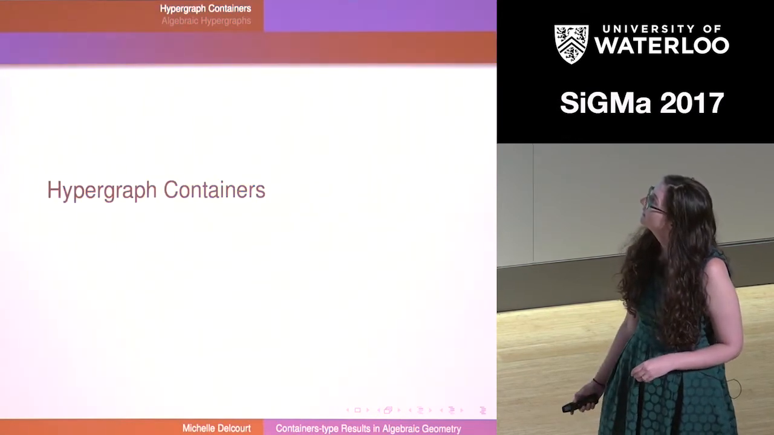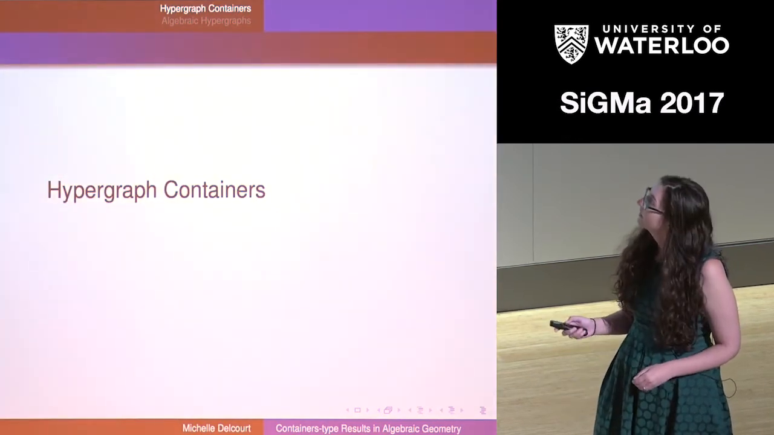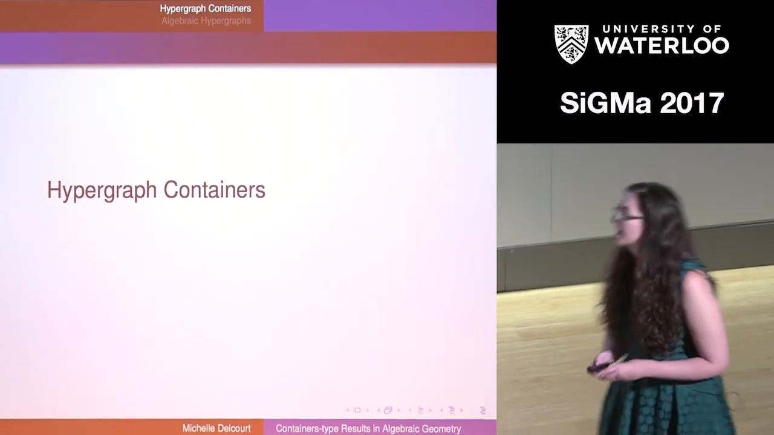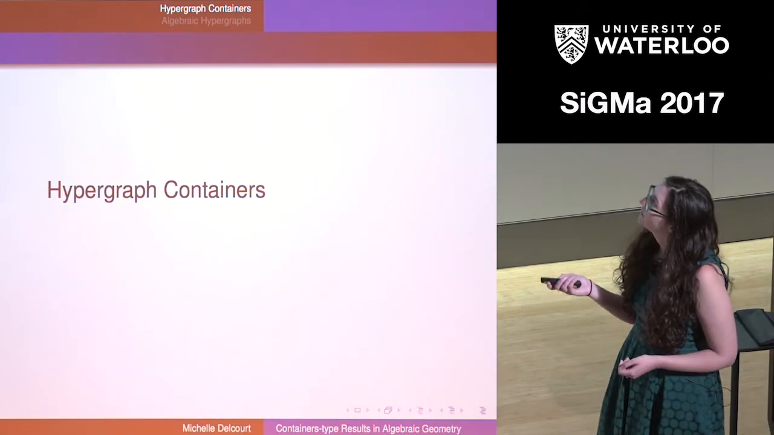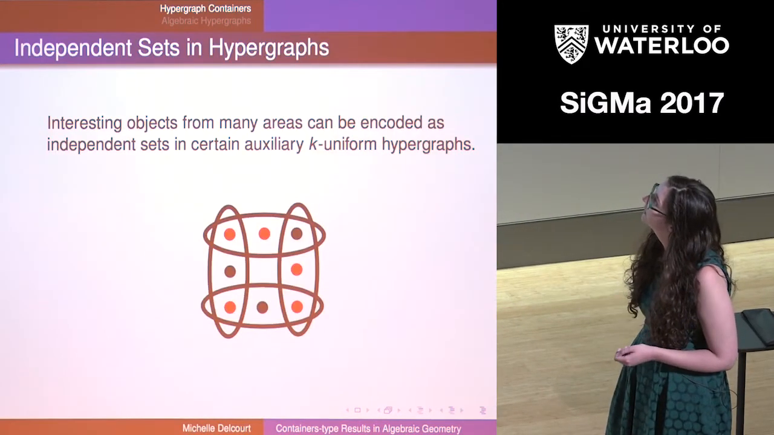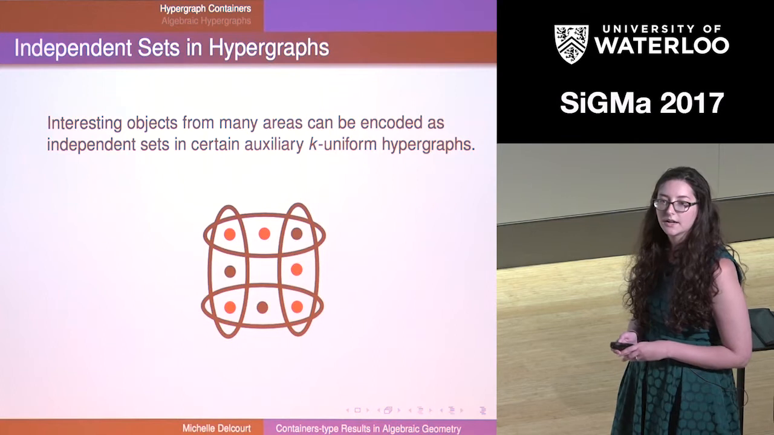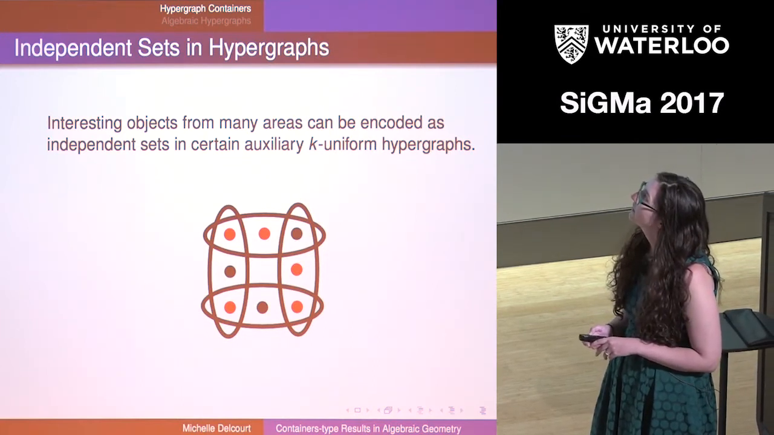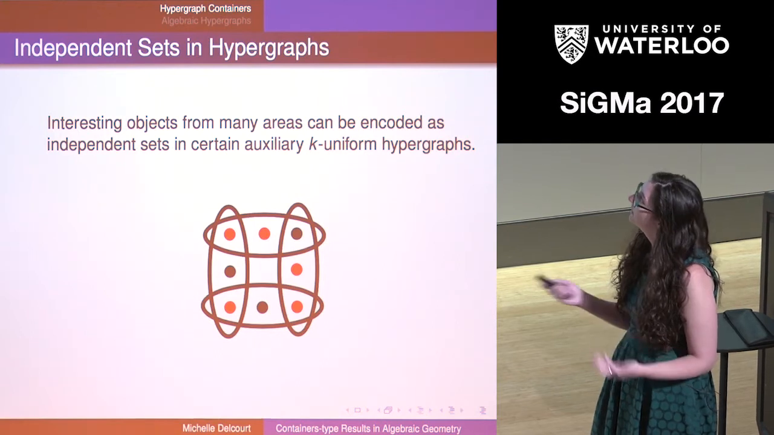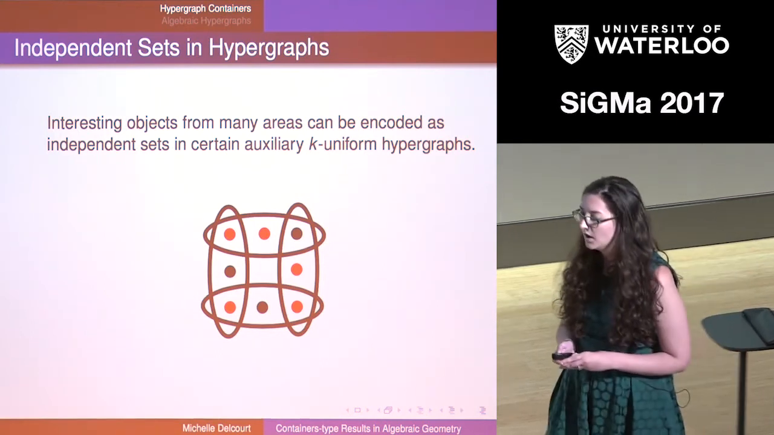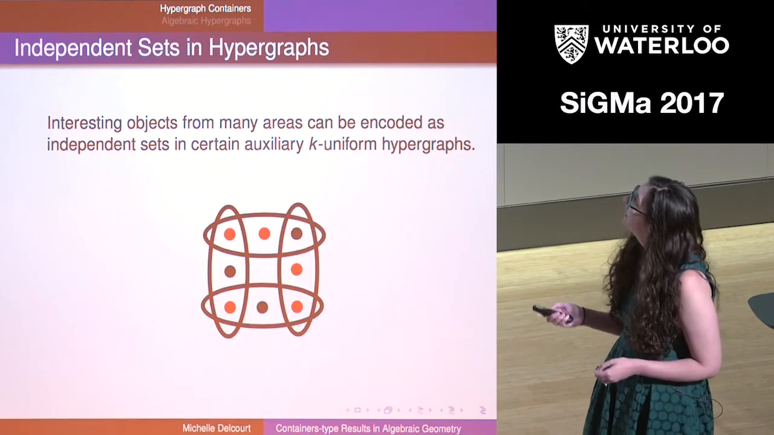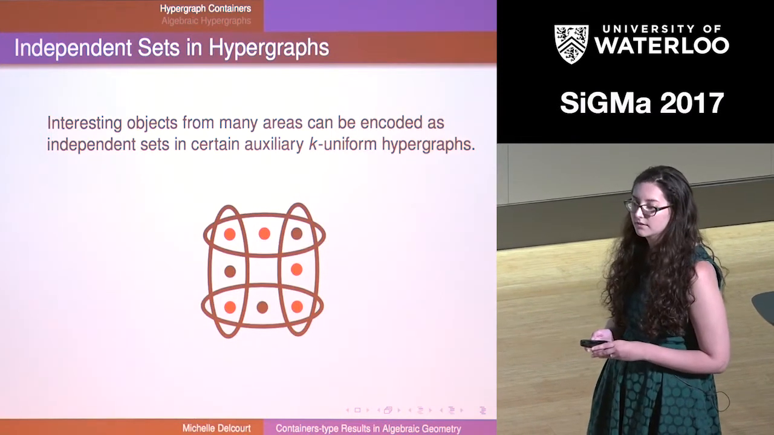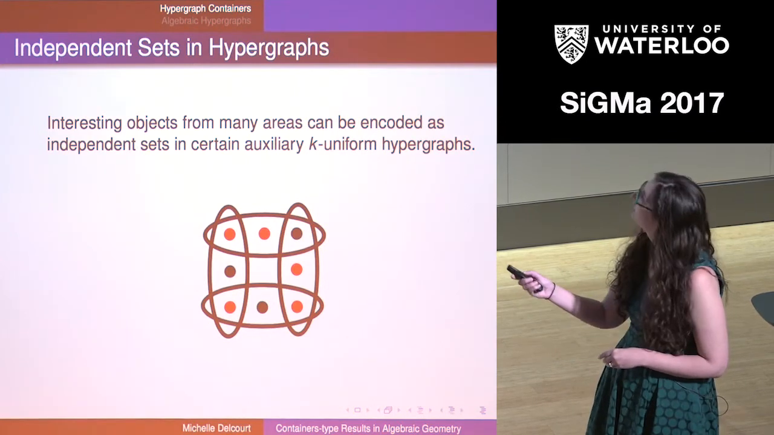So I'd like to motivate this by talking a little bit about hypergraph containers. I know a lot of you are familiar with graph containers or hypergraph containers, but I'd like to run through some motivation. A number of objects from different areas can be encoded as the independent sets in certain uniform hypergraphs. In a k-uniform hypergraph, our hyperedges all have exactly k elements, and an independent set is just a subset of the vertex set that doesn't span any of the edges.